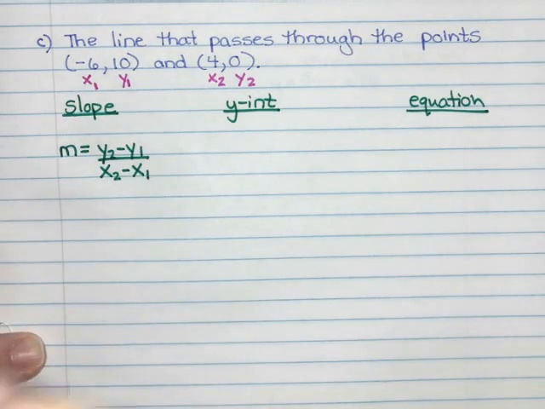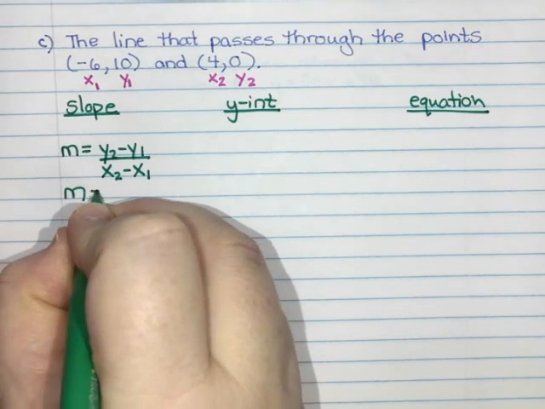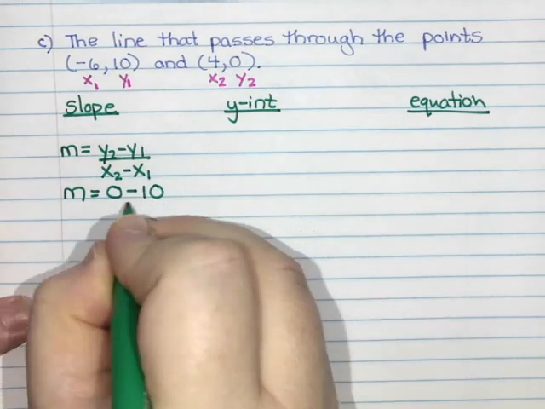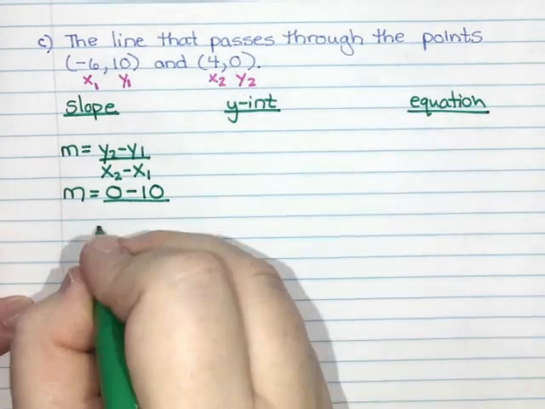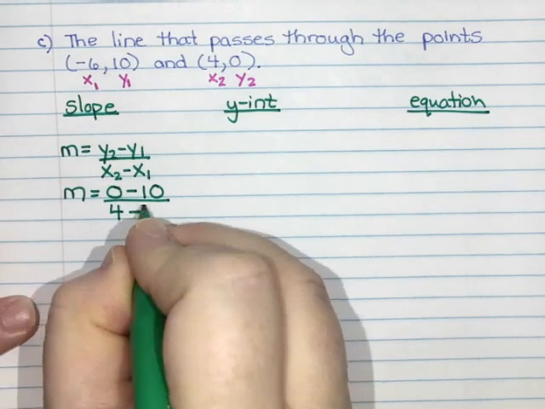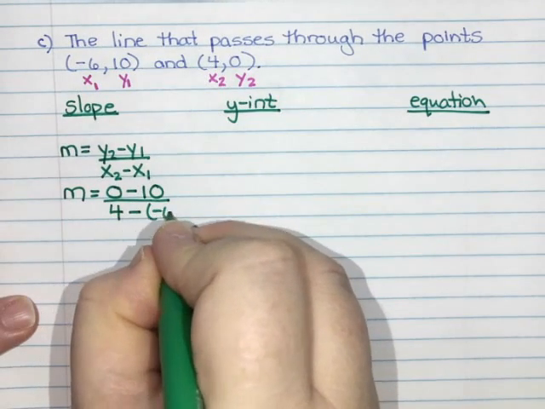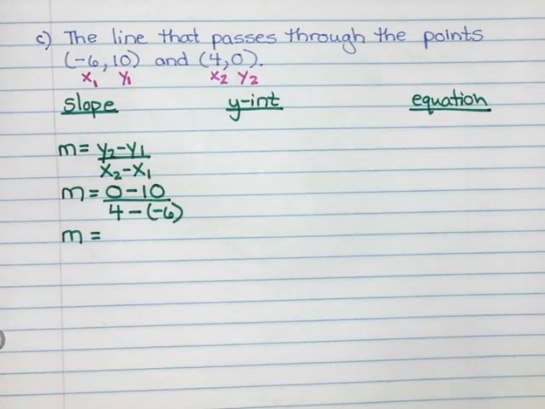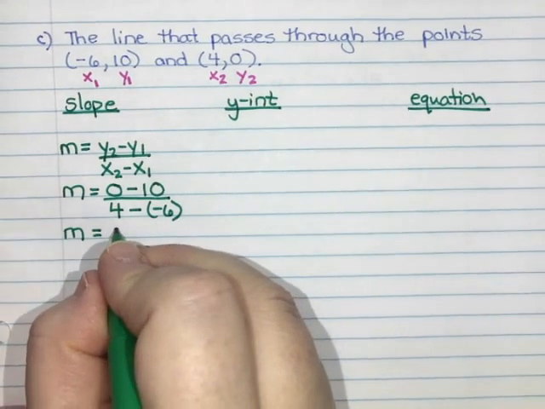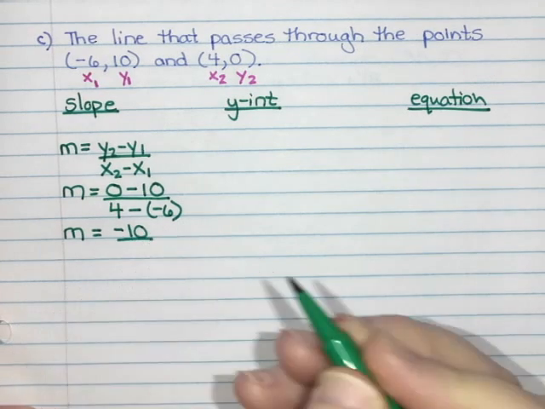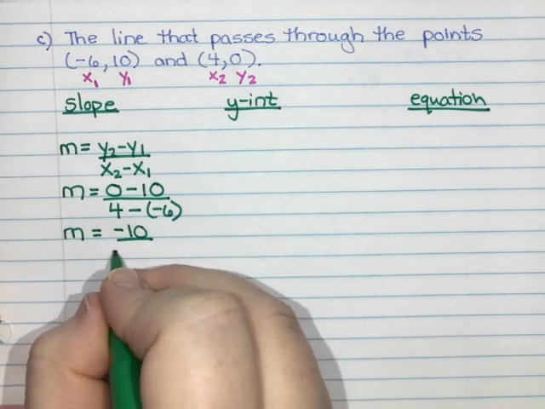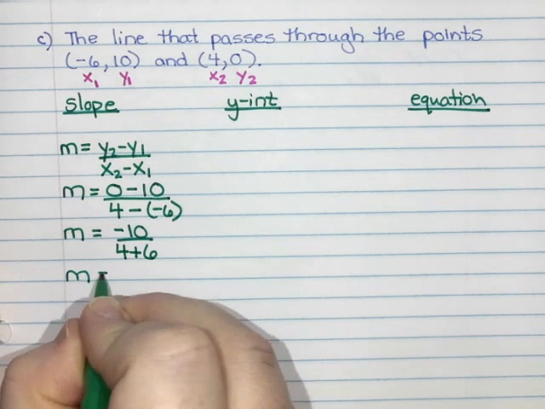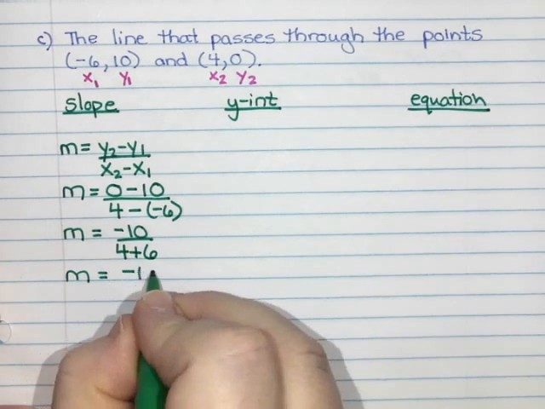Okay, so we are going to substitute in our numbers. y2 is 0. Take away y1, that's 10. x2 is 4. Take away x1, that's -6. Now 0, take away 10, is -10. 4 minus -6 is the same as 4 plus 6. You can use your calculator if you need to. 4 plus 6 is 10.